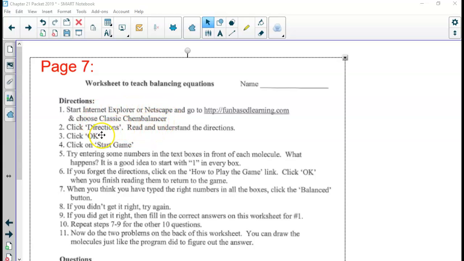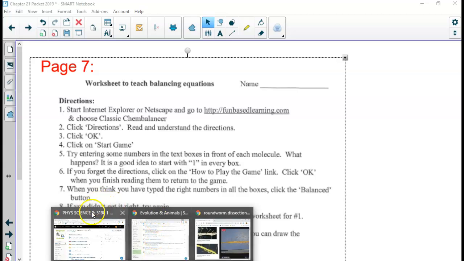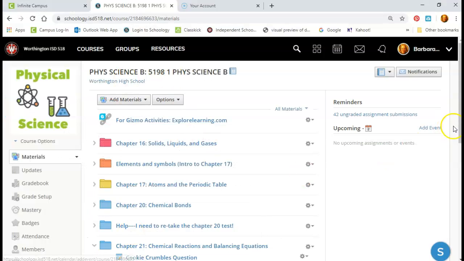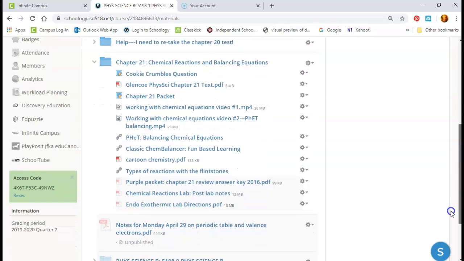So we're going to read the directions, click OK, start game, blah, blah, blah. Try entering some numbers in the boxes in front of each molecule. What happens? It's a good idea to start with a 1 in every box. So let's try it here. I am going to go to Schoology because the link is in there. So I go to the chapter 21 folder, and here you go, Classic Chembalancer, Fun-Based Learning.